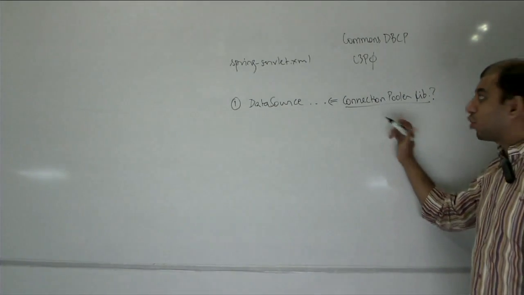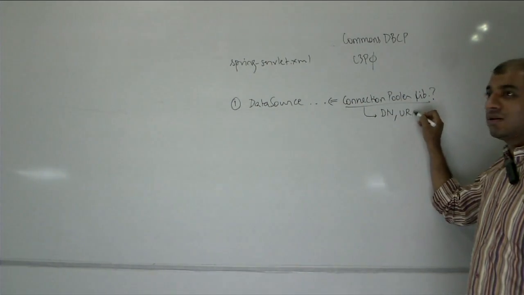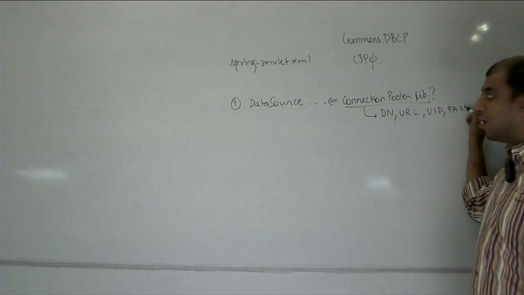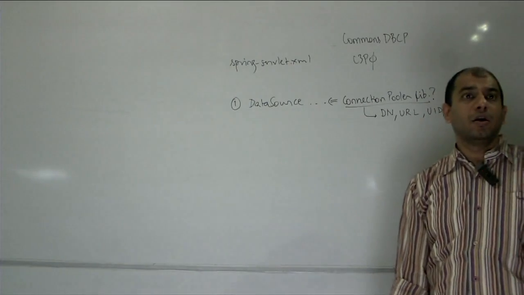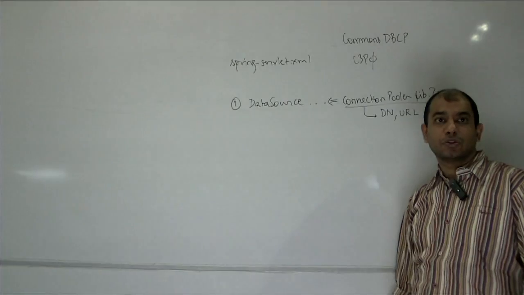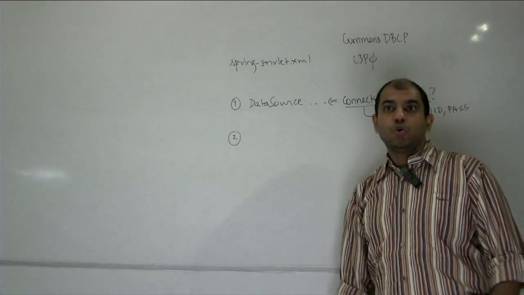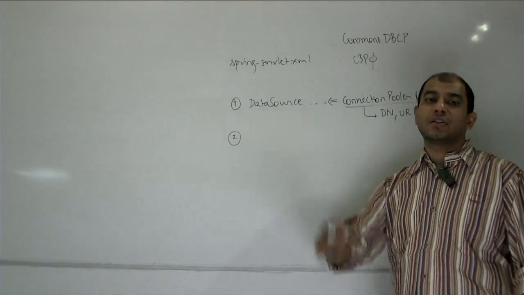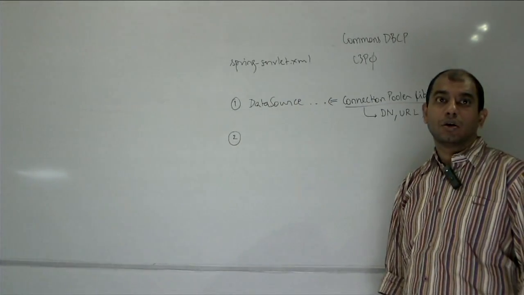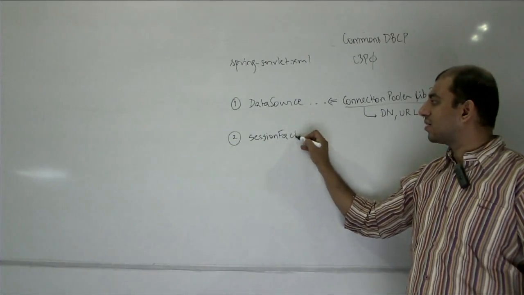Connection pooler. So to connection pooler, what inputs should I give? Driver name, URL, user ID, password, yes or no? All of this information I need to give to your connection pooler. That means I'll configure all of these things in your data source. Are you with me? And then, using this data source, whom should I give this data source to? This connection pooler, whom should I give it to? Hibernate. That means I need to configure my session factory.